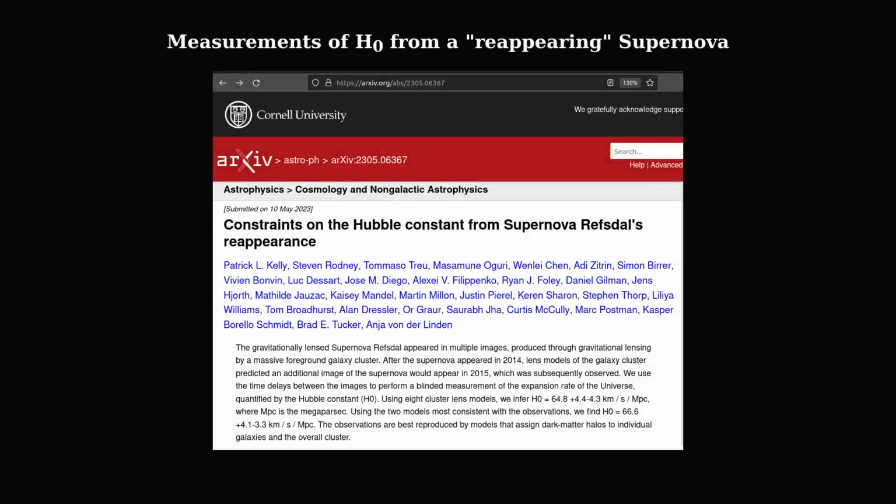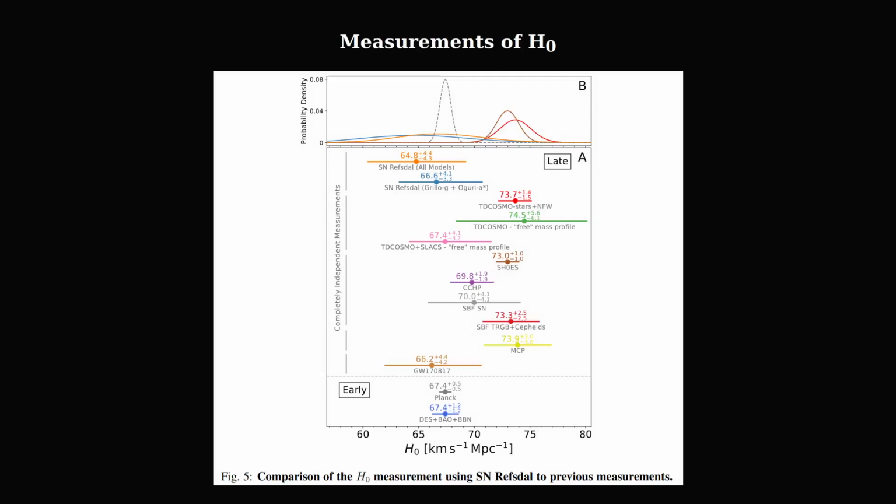Another way to measure Hubble's constant is by the reappearing supernova that shows up multiple times due to a gravitational lens. The value they got here is 66.6, and we can see the 73.0 from the SH0ES supernova data and the 67.4 from the Planck CMB data. Here, for reference, is 70.5, the time-dilated past hypothesis value.